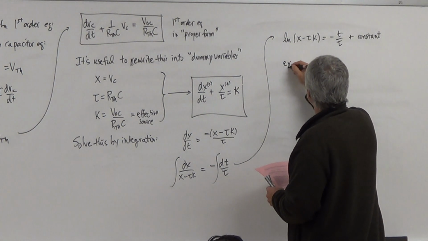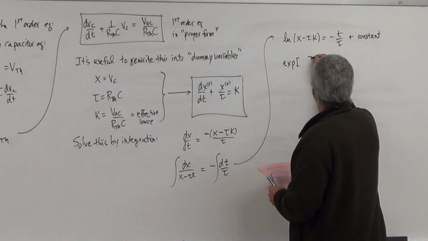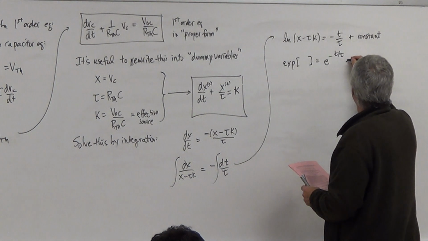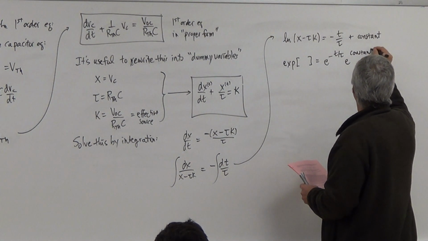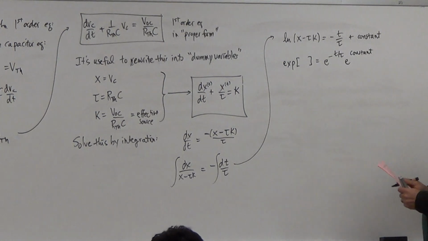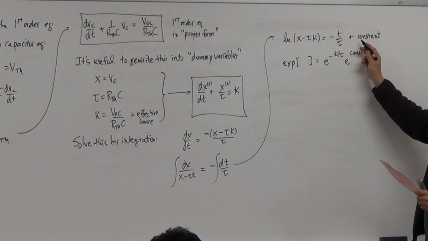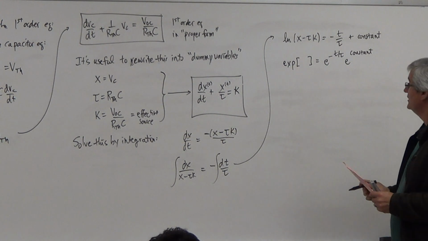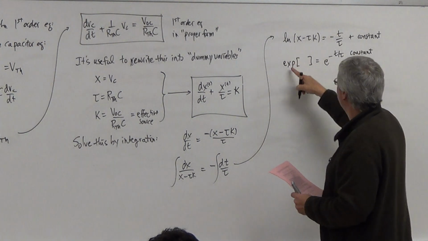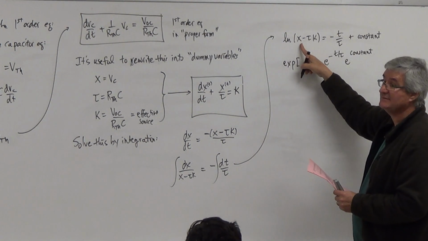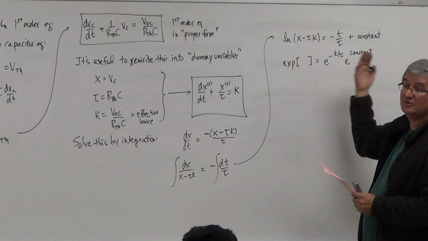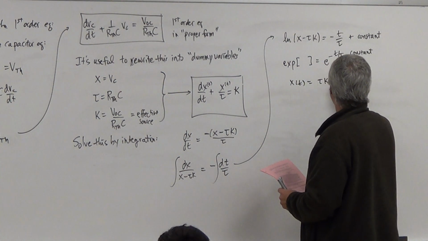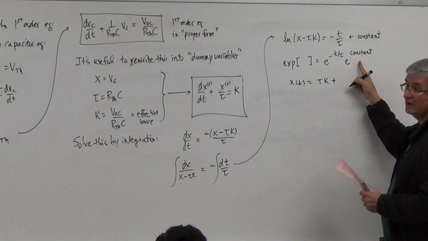I'm going to take the exponential of both sides here, and I'm going to get minus t over tau, and then I'm going to get e to some constant, right? If I take the exponential of both of these, it's the exponential of the product as well. So then if you look at this side here, this guy kills this off, so then I get x, and then you see that tau k, I take it to the other side. So then x of t is going to be tau k plus this new constant here.